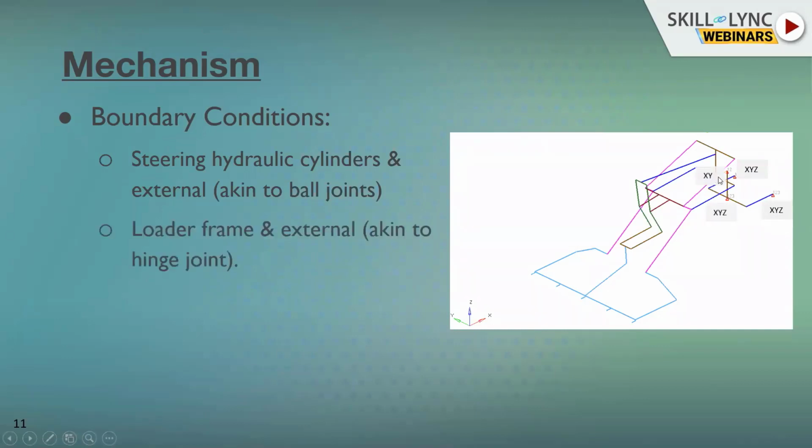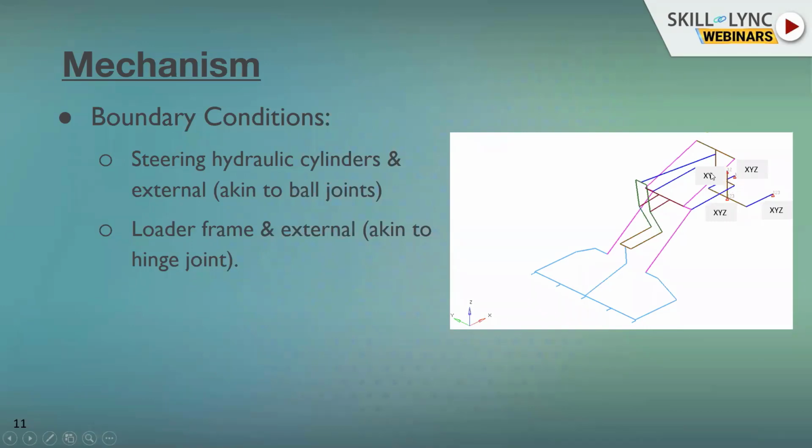Now we have the boundary condition between the loader frame and the external. There's a hinge joint basically. Again, using suitable translation degrees of freedom constraints, I'm applying that hinge joint condition over here. As you can see, translation along Z is free and rotation around Z would be free.